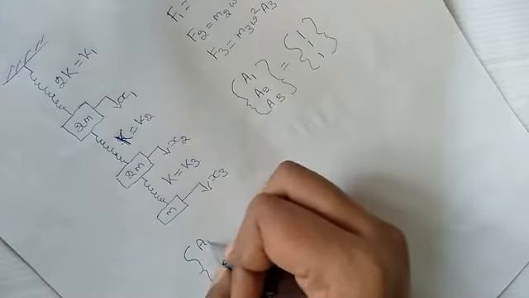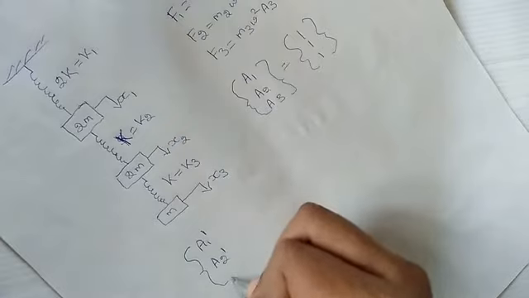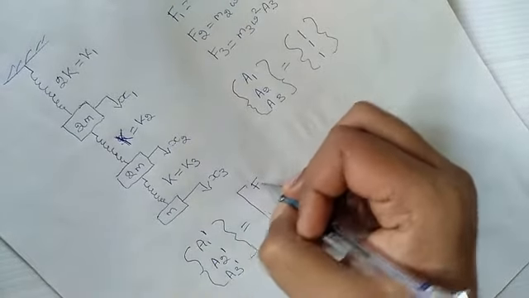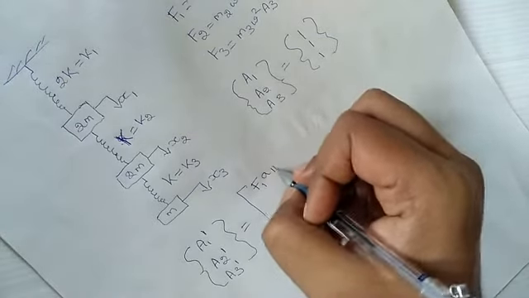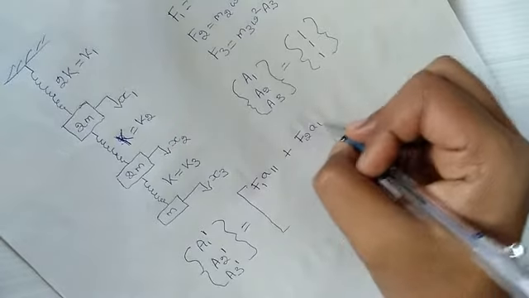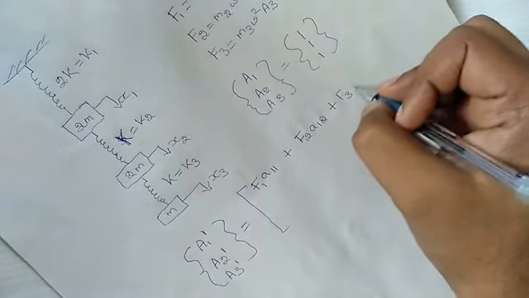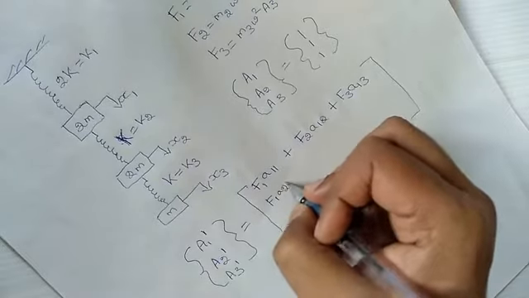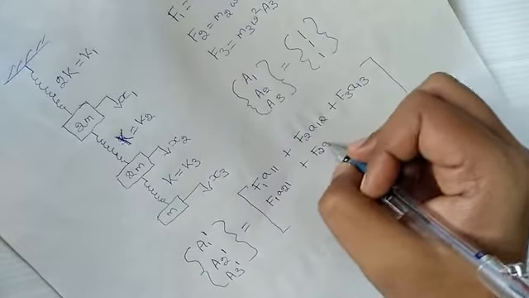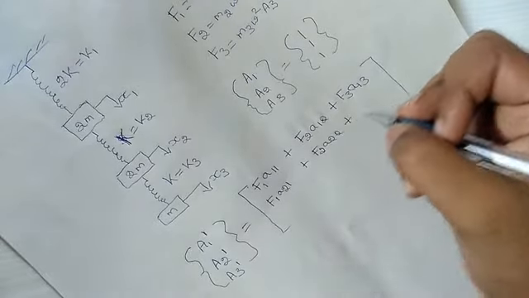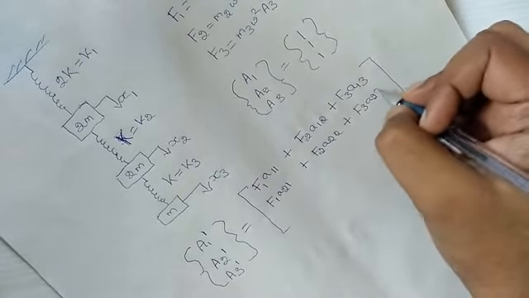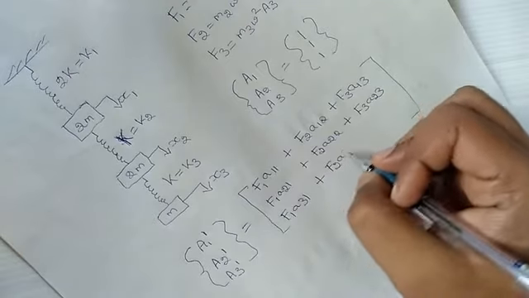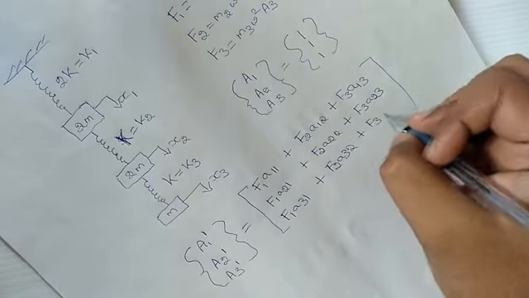So in the first iteration, A1 dash, A2 dash, A3 dash should be equal to F1 A11 plus F2 A12 plus F3 A13; F1 A21 plus F2 A22 plus F3 A23; F1 A31 plus F2 A32 plus F3 A33.